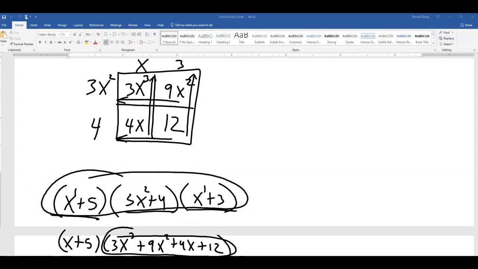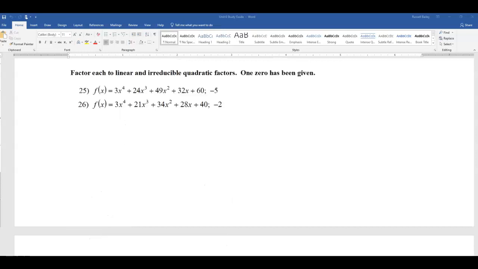Okay? So step 1 is to turn the root into a factor. Step 2 is to do synthetic division. And then from there, you use the factoring strategies that we talked about in 6.2. All right, and that'll do it.